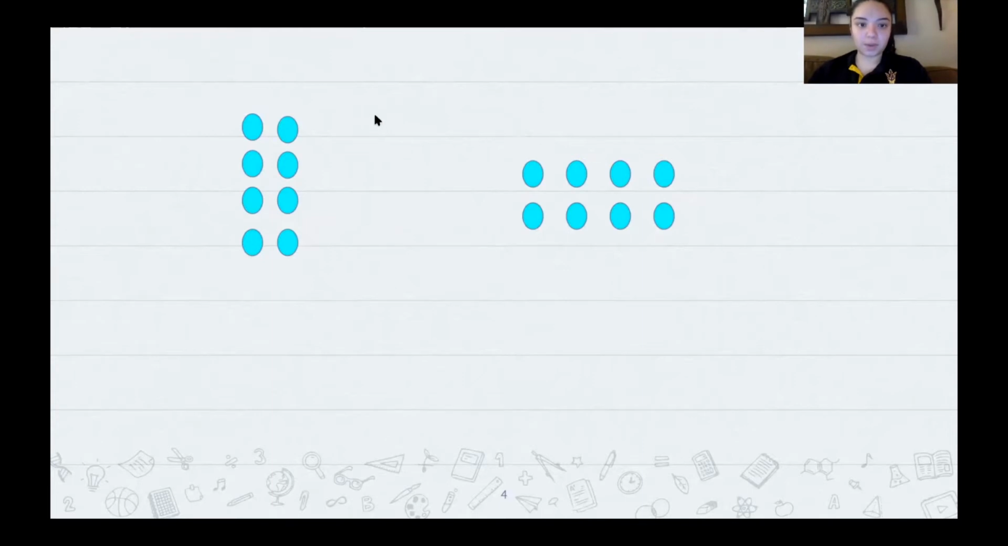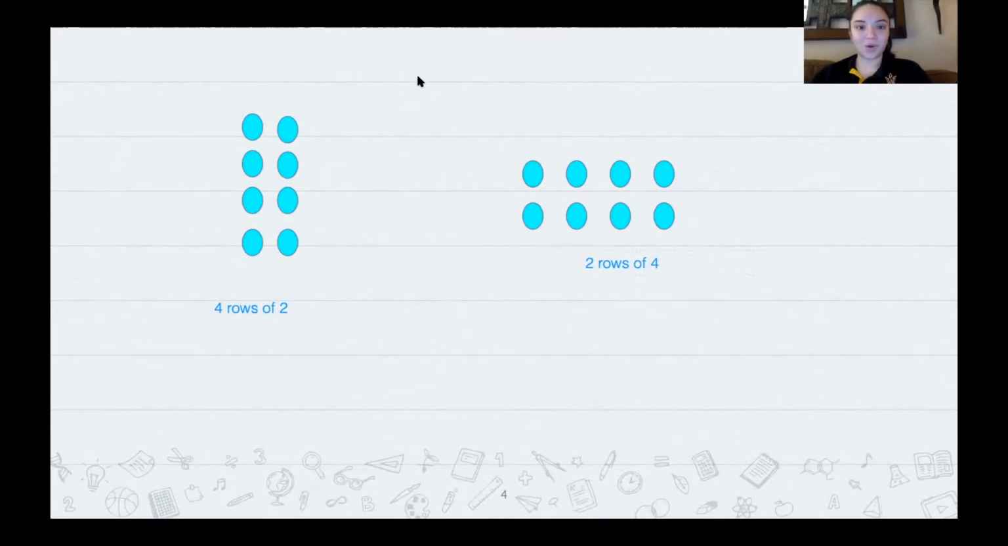We're going to start by looking at these two arrays. This first one, we have 4 rows of 2. I'm going to write that for us here. We have 4 rows of 2. Over here, we have 2 rows of 4. Perfect.